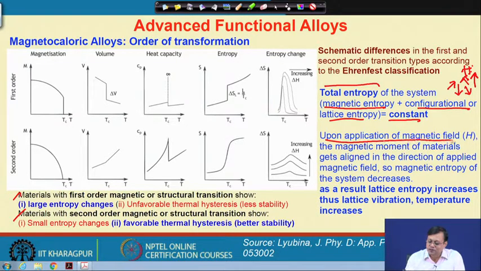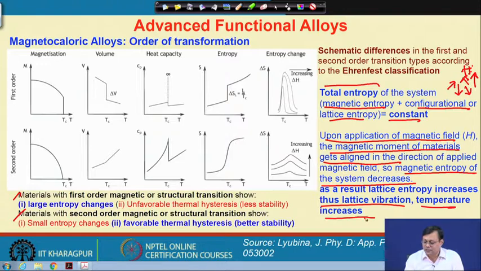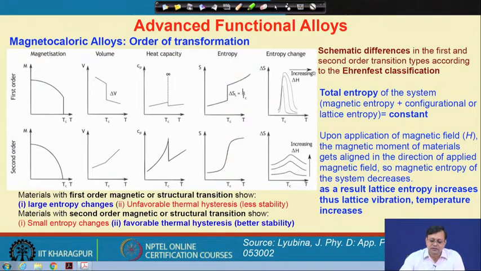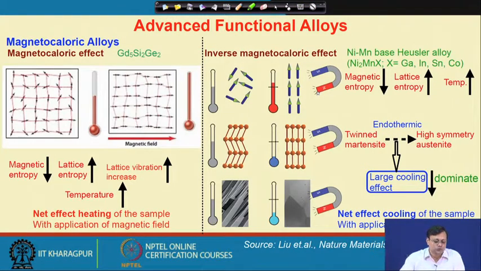So, upon application of a magnetic field, the magnetic moments in the material align along the direction of the applied field, and the magnetic entropy of the system decreases, because once the spins are aligned, magnetic entropy should decrease, whereas the lattice entropy should increase, which increases the lattice vibration as well as the temperature. This is one of the very interesting phenomena in a magnetocaloric material, and it is the fundamental understanding that we really need to see.